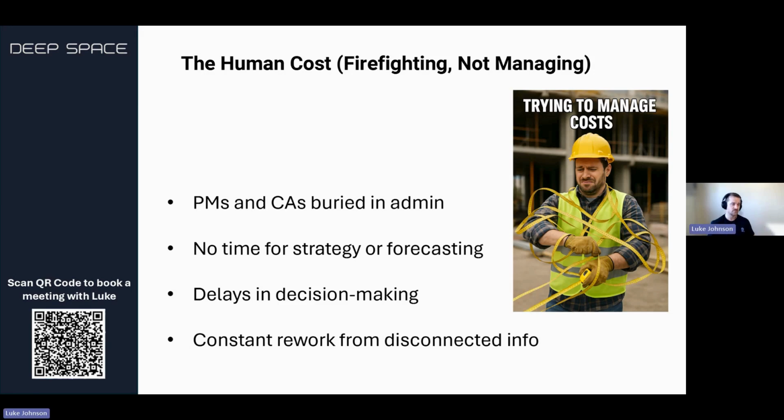You've probably heard stories amongst your friends, your mates. They've discovered somewhere along the line there's a $120,000 variation, but the project's already been handed over, but it was approved in an email. No one forwarded it to finance. And so there's a lack of integration, a lack of transparency, connectivity.